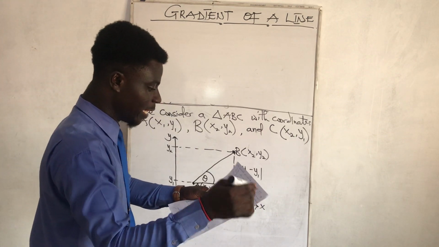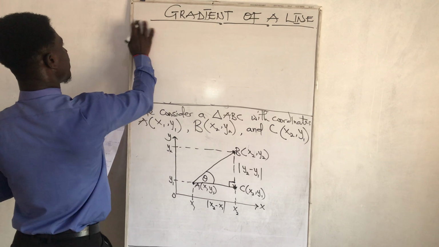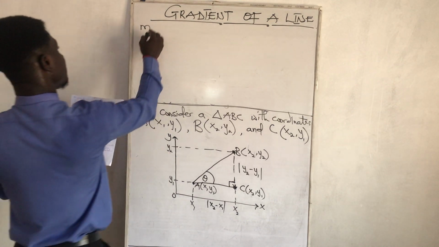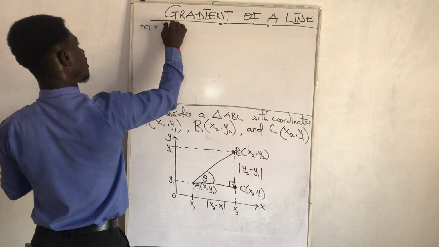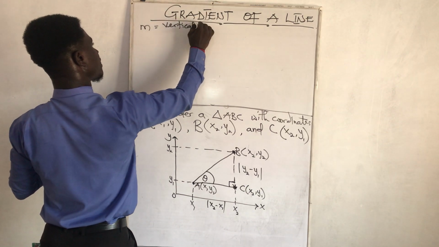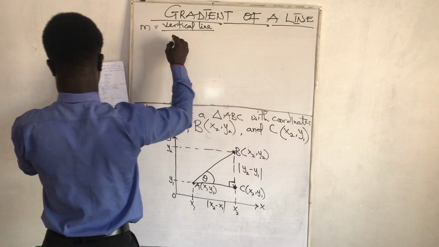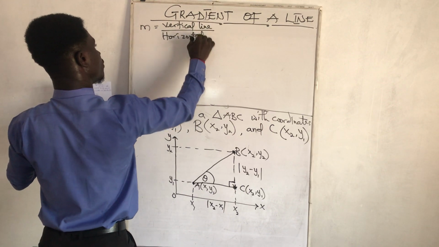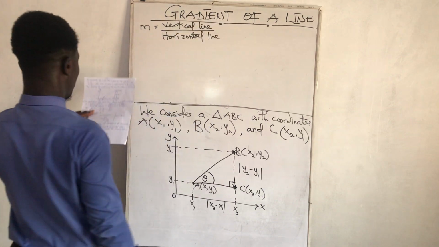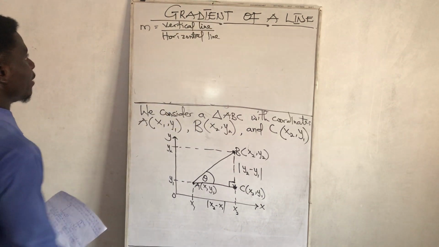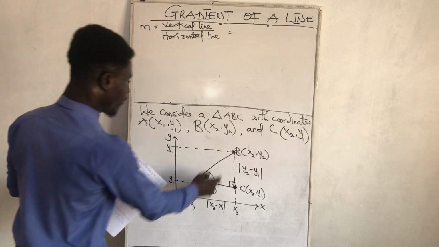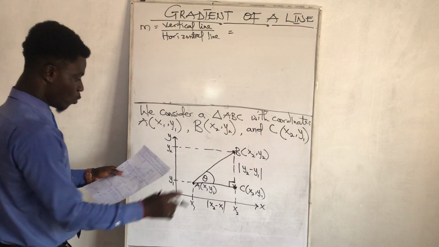So we can write it as M, because we know that M is the gradient. So we can say it's equal to the vertical line all over the horizontal line, which is equal to, so we have the vertical line, which is this one.